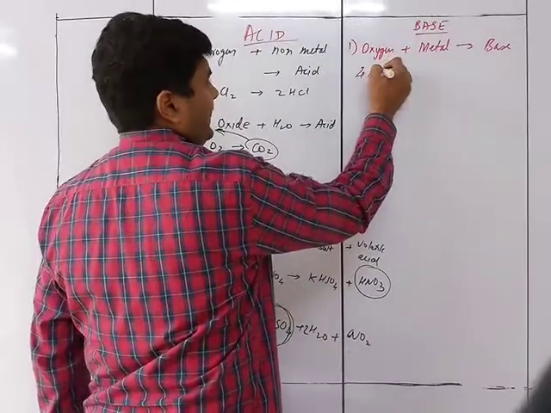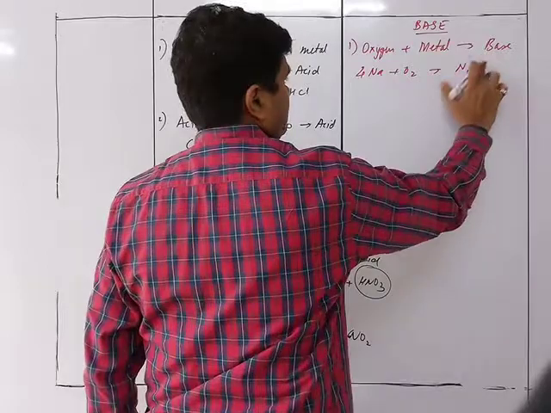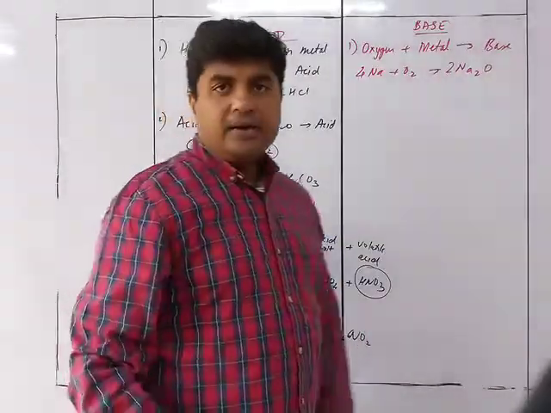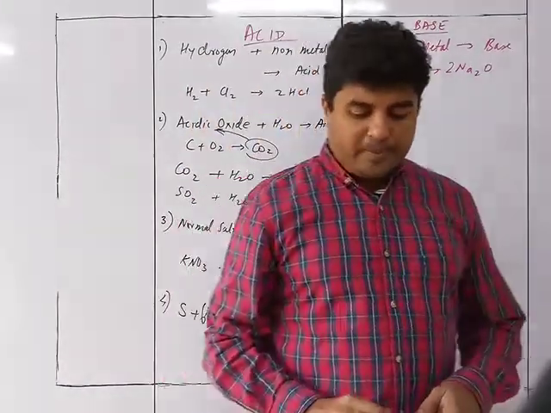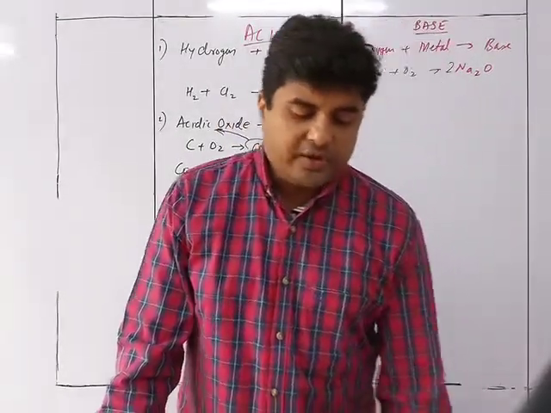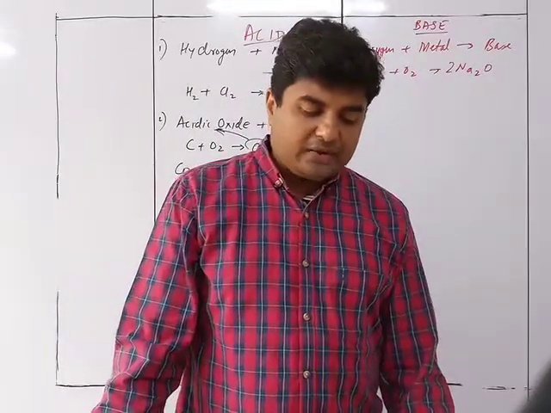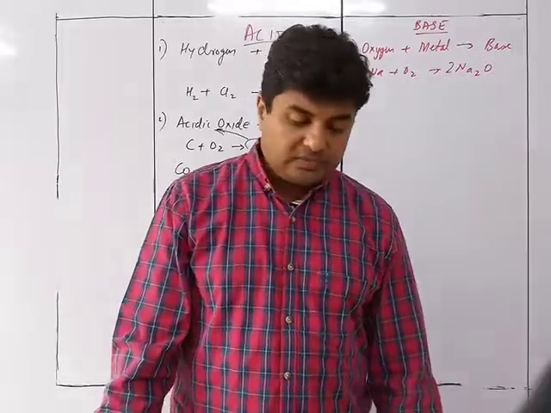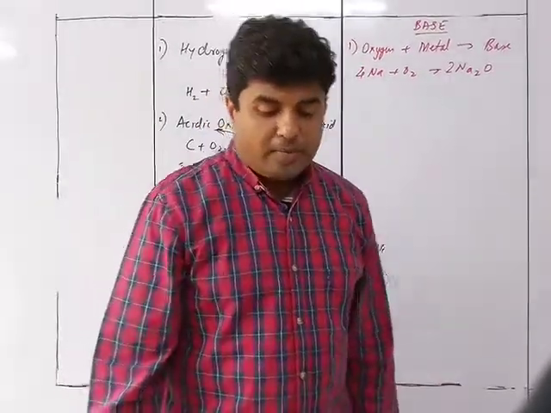So 4Na plus O2 gives me 2Na2O. Got it? This is an example of metal plus oxygen giving you a base. So reaction of a metal with oxygen gives a base, a basic oxide. Na plus O2 gives me Na2O, and Mg plus O2 gives me MgO. That is the formation of a base. The next is base from a basic oxide.